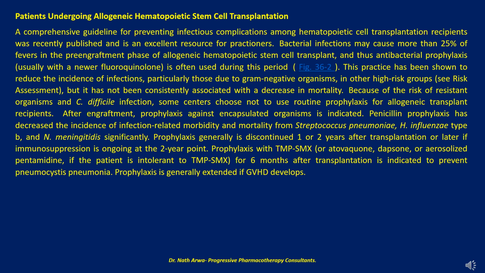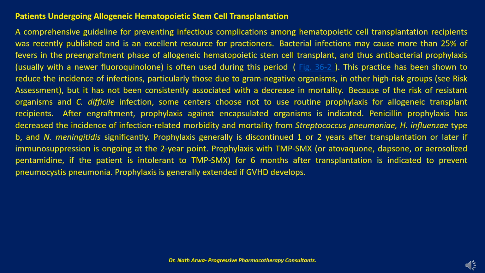Because of the risk of resistant organisms and Clostridioides difficile infection, some centers choose not to use routine prophylaxis for allogeneic transplant recipients. After engraftment, prophylaxis against encapsulated organisms is indicated. Penicillin prophylaxis has decreased the incidence of infection-related morbidity and mortality from Streptococcus pneumoniae, Haemophilus influenzae type B, and Neisseria meningitidis significantly. Prophylaxis generally is discontinued 1 or 2 years after transplantation or later if immunosuppression is ongoing at the 2-year point.